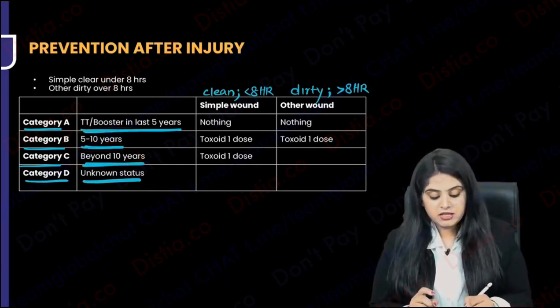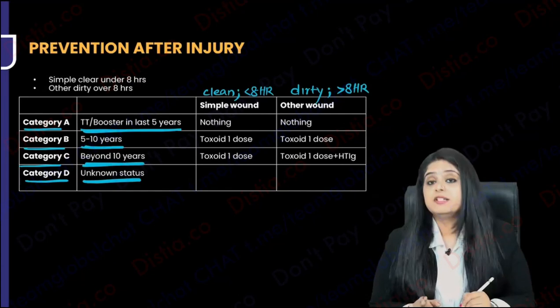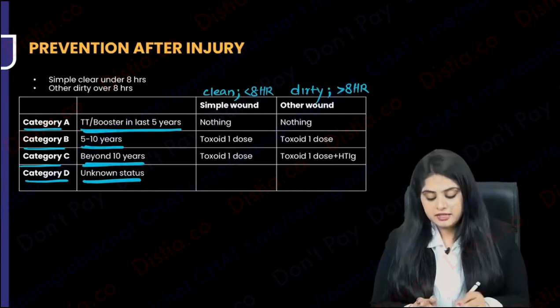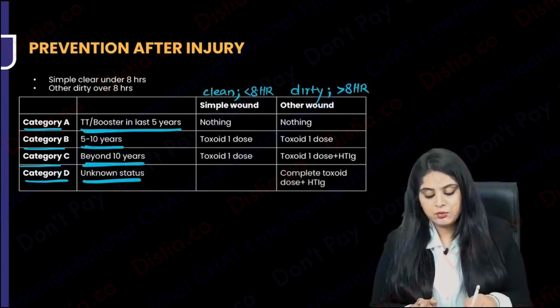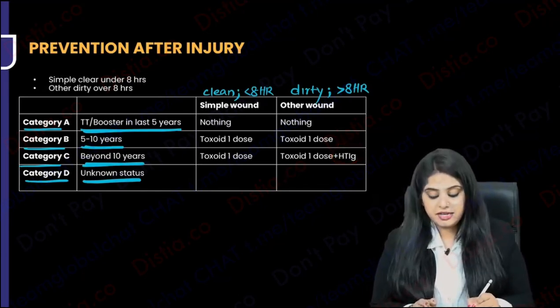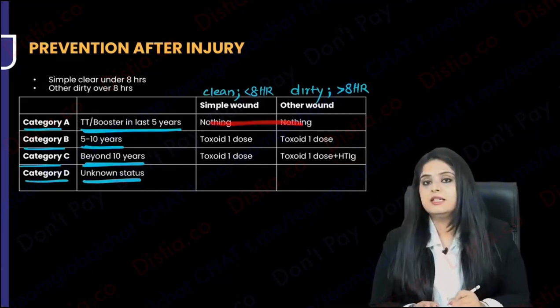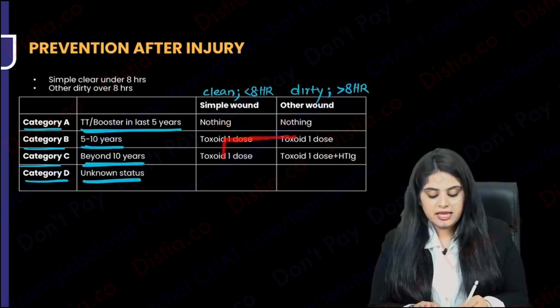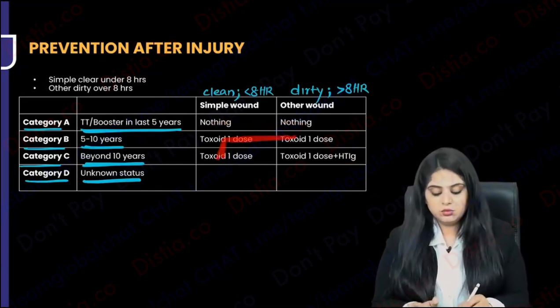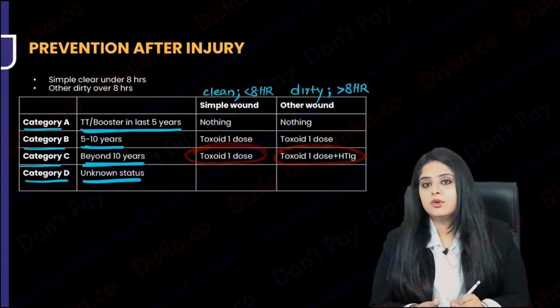Beyond 10 years में क्या करोगे? Simple wound, again 1 tetanus toxoid. And if it is complicated, you will have to add immunoglobulin. You will have to add immunoglobulin over here. That is, finally, how I have learnt it. So simple and pehle mein nothing. Then you are going to make an L like this and you will say that दूसरे वाले में भी 1 dose, third वाले में, simple वाले में 1 dose, other में I will have to add immunoglobulin.